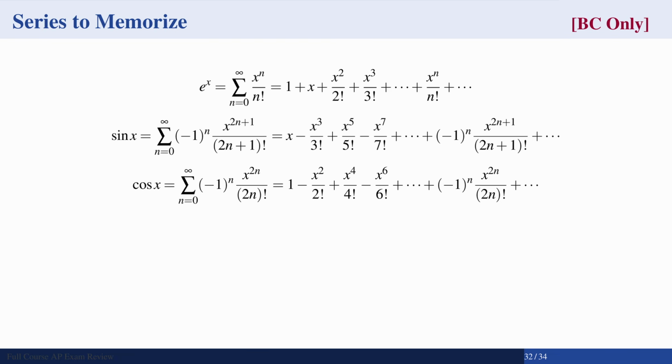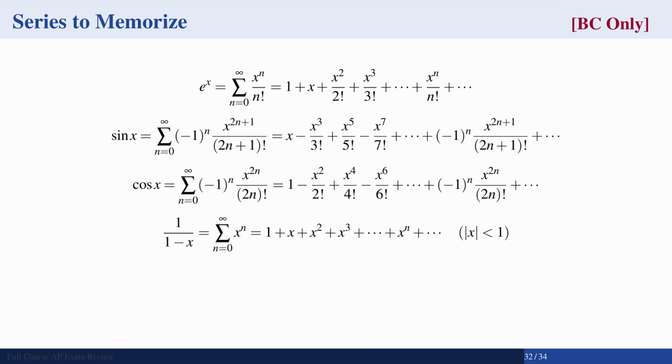So we have 1 minus x squared over 2 factorial plus x to the 4th over 4 factorial, etc. The nth term is (-1)^n x^(2n) over the quantity 2n factorial. So that's an even factorial. Sine has an odd factorial. e to the x just has n factorial. That's how you can tell the difference between the famous series: you look at the denominator, what factorial are you dealing with?